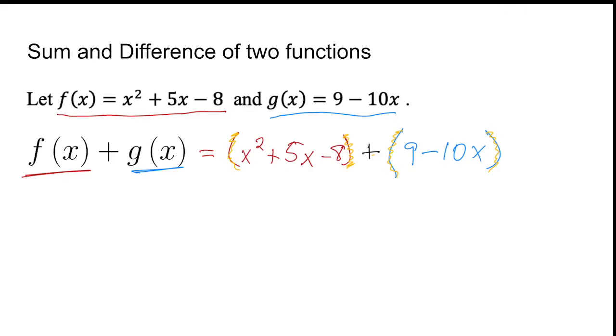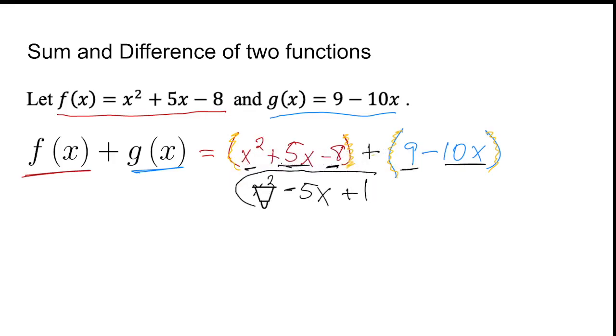And then we're going to come along and combine like terms. So x squared, there's no other x squared, so we'll just write that down. There is this 5x, but then there's a negative 10x, so we have to combine those two. 5 and negative 10 combined becomes negative 5x. Okay, and then we have the numbers. We've got a negative 8 and a positive 9. When we combine those two, we end up with a plus 1. And so that's our final answer.